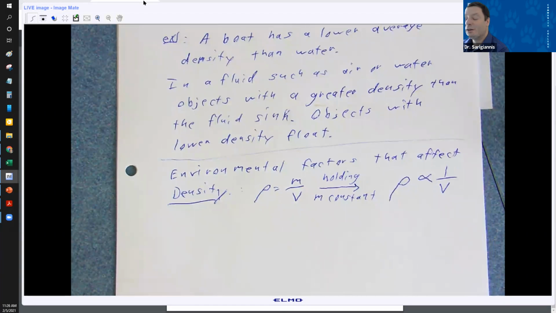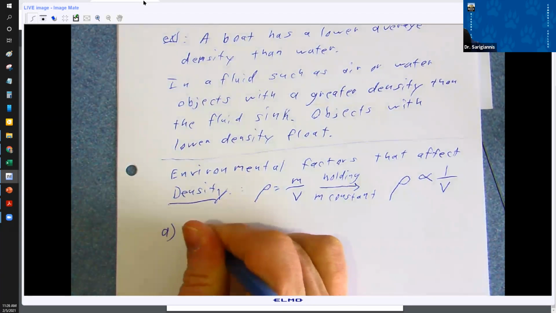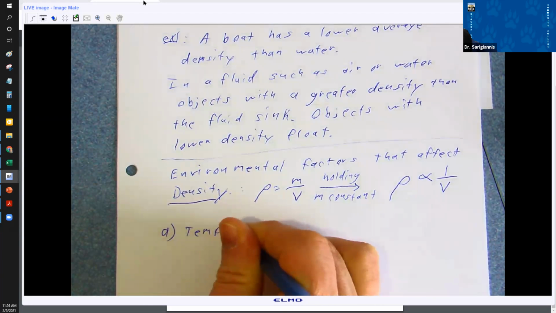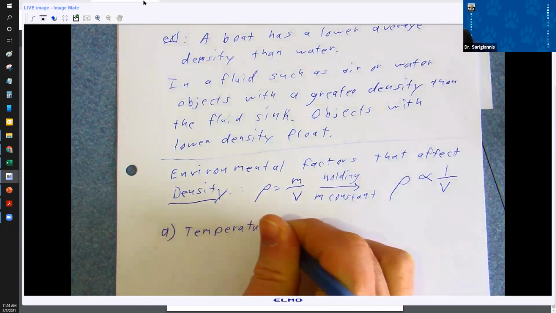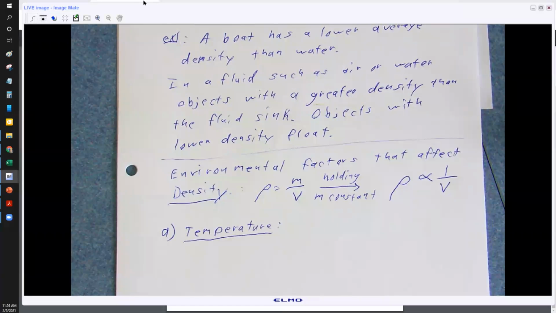Now, what typically happens to a material as the temperature increases? What happens to the volume of that material? Anyone know? When the temperature increases, doesn't it expand? Yes, it expands.